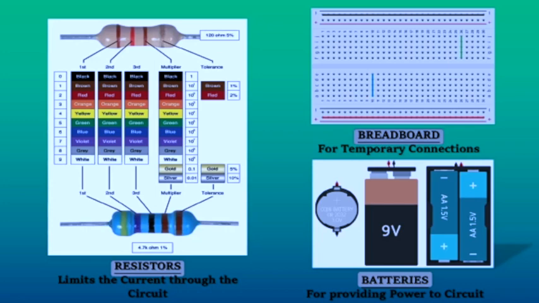Battery can be your AA cells, your single A cell, 9 volts battery or a coin battery. So batteries are basically used for providing power to the circuit.